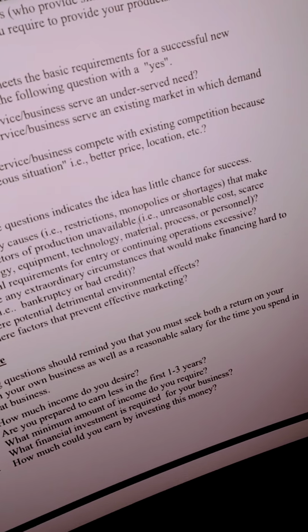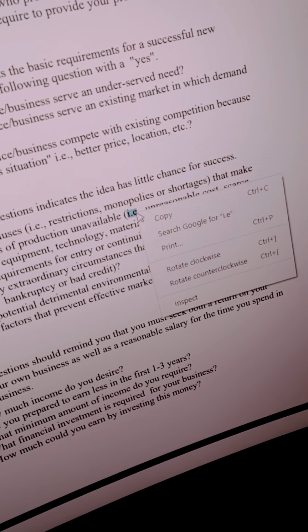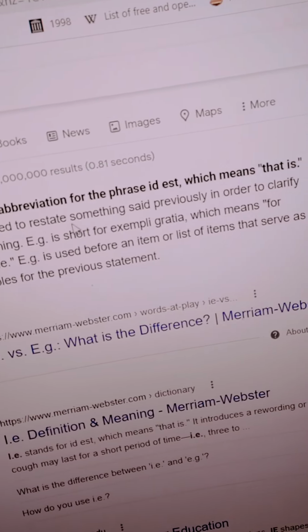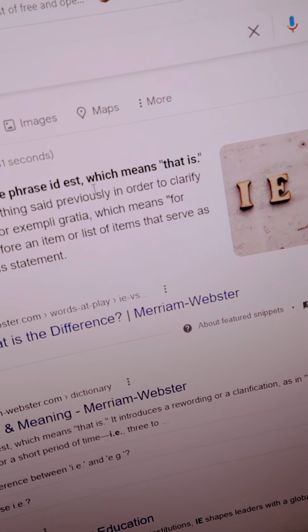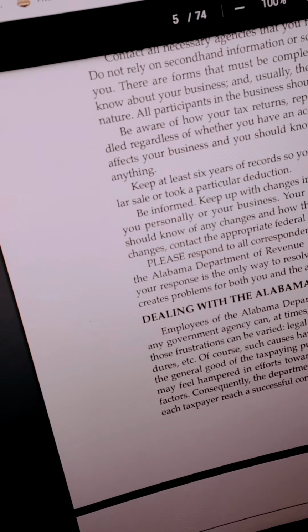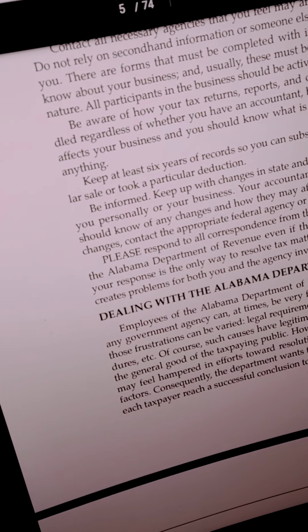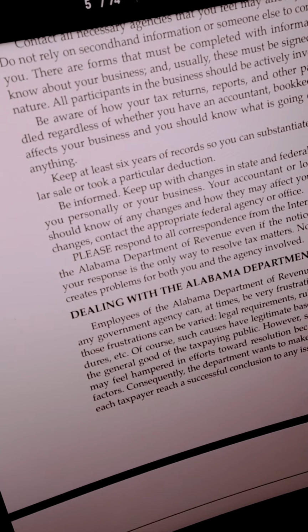If somebody could tell me what IE means, I don't know what. Never mind. What does IE mean? IE is an abbreviation for the phrase id est, which means that is. Oh, okay. So this is Alabama, where we at for the building.